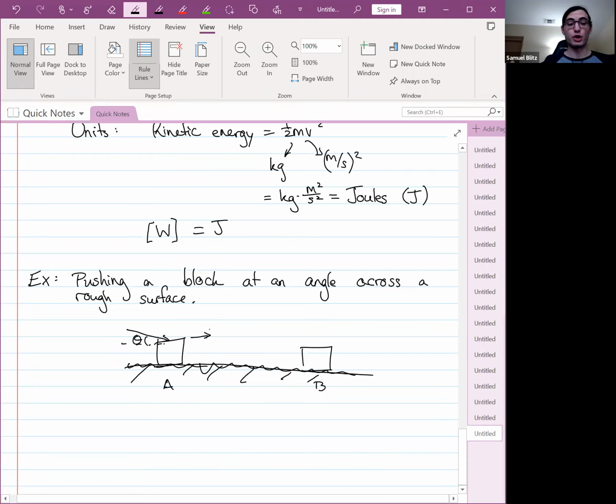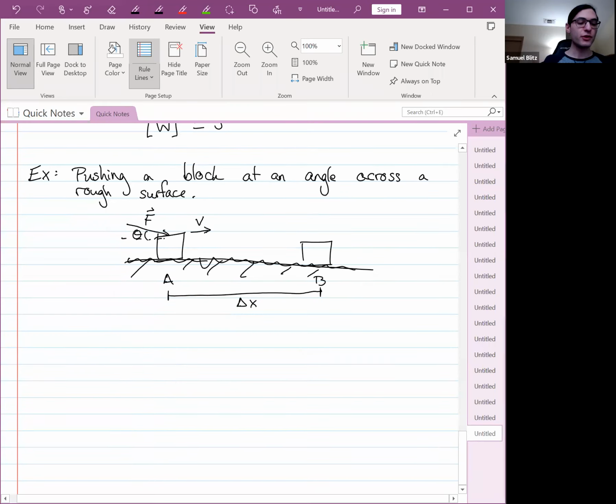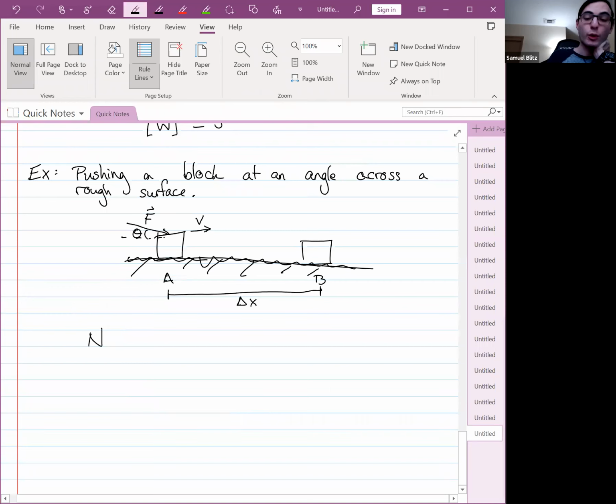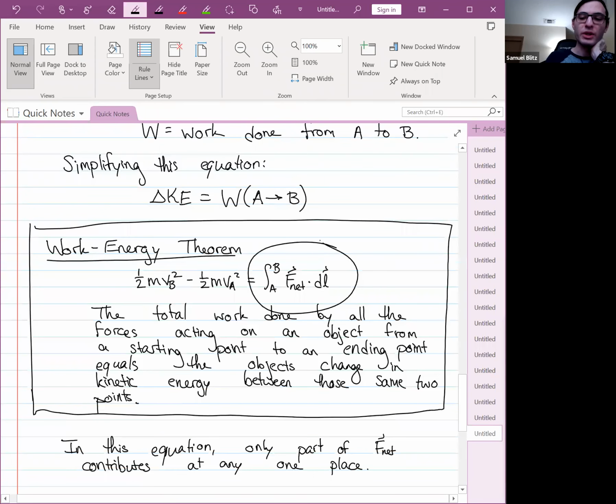You want to just push it with some fixed force F down and to the right, and it's moving with some speed v. We're going to assume that F is constant here. This distance we will call delta x, and we want to figure out the work done from A to B. So let's first find the net force, because if we want to compute the work being the right-hand side, we need to figure out what the net force is and then do an integral.